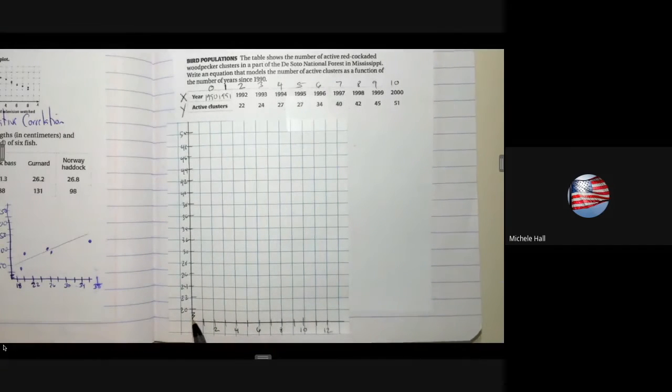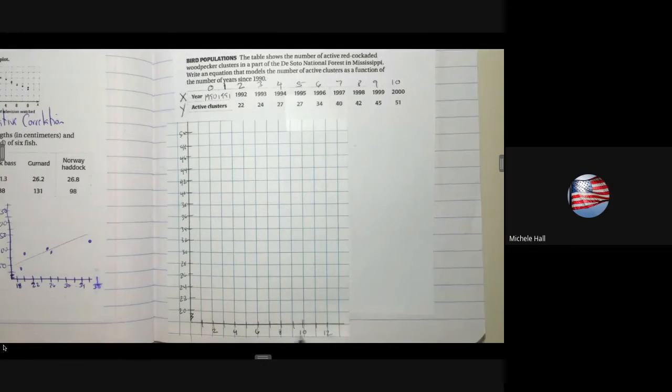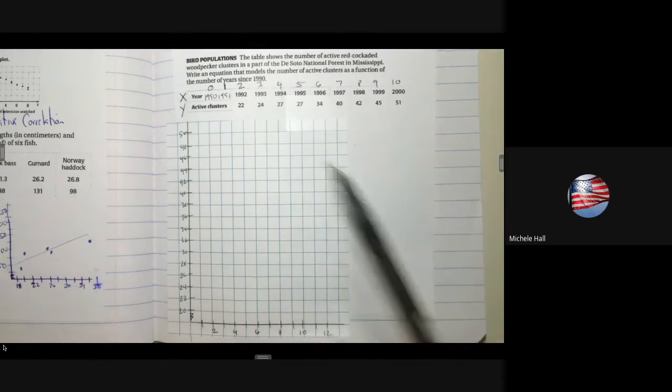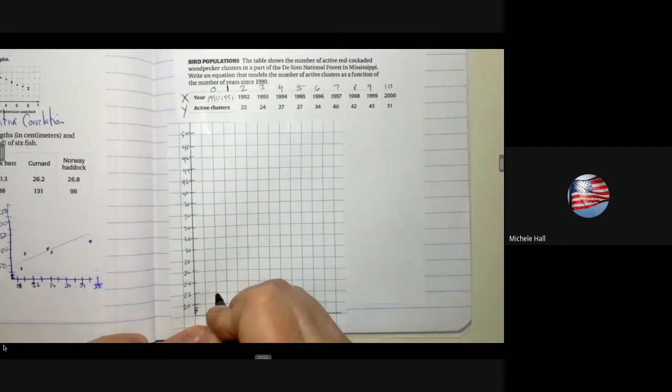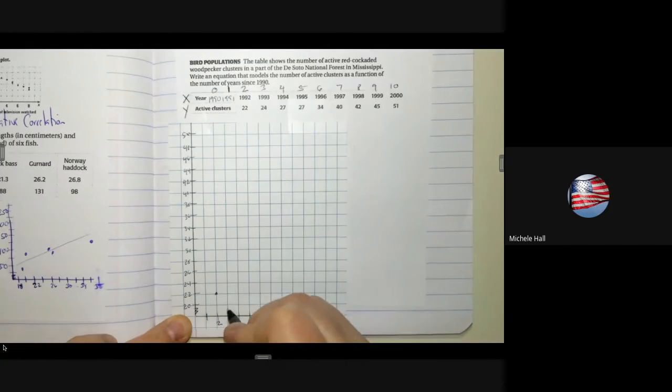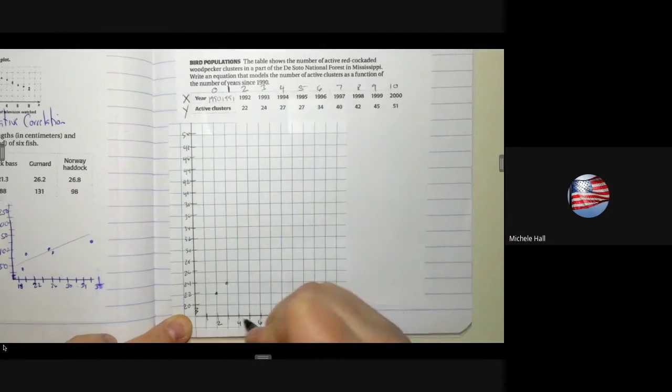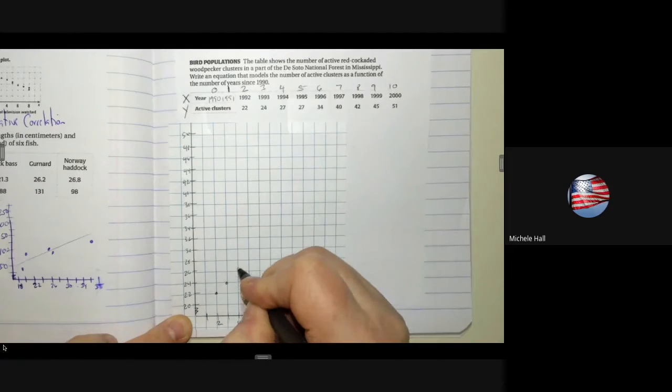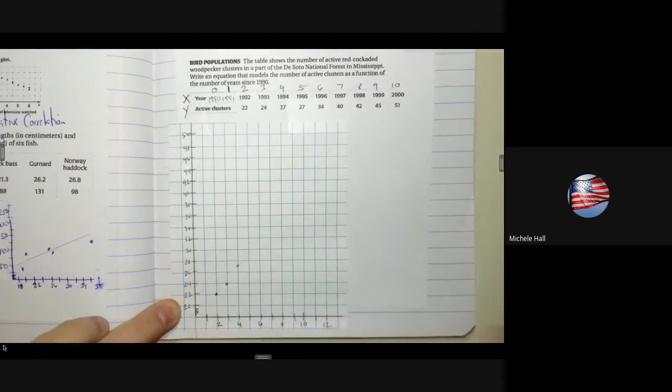I've created my graph. And you can see that I've gone starting at 20 and I've gone by 2s. I have a broken graph here. And then I'm going by 1s, 1, 2, 3, 4, 5, 6, all the way up to 12. And I'm going to plot those points. So we have 222, 324, 427, and so on. Plot all your points.